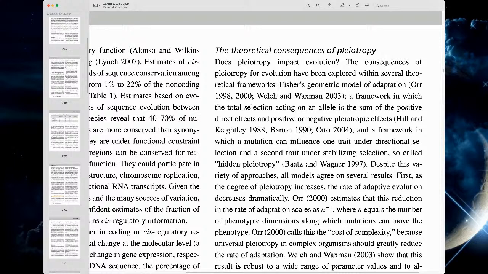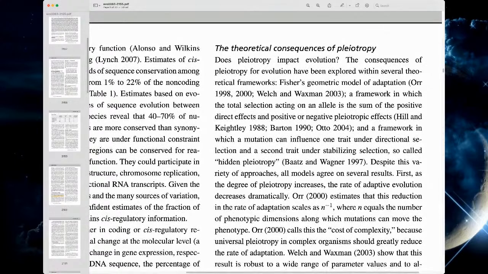Or I guess maybe scroll down to that part of the argument. I know I'm jumping from place to place here. Yeah, let's concentrate on this part. Okay. Pleiotropy impact on evolution. The consequences of pleiotropy for evolution have been explored within several frameworks. Fisher's geometric model of adaptation, whatever. Let's say a framework in which the total selection acting on an allele is the sum of positive direct effects and positive or negative pleiotropic effects. Okay, and a framework in which so-called hidden pleiotropy. That's a nice little thing to highlight.